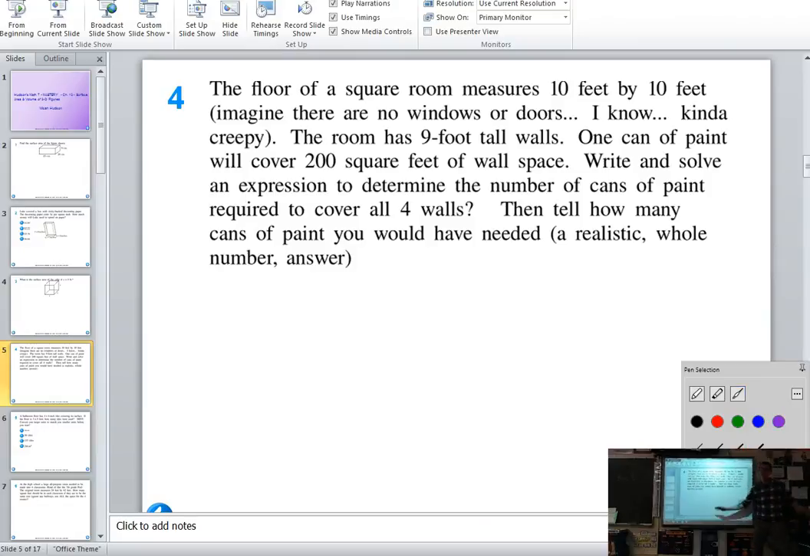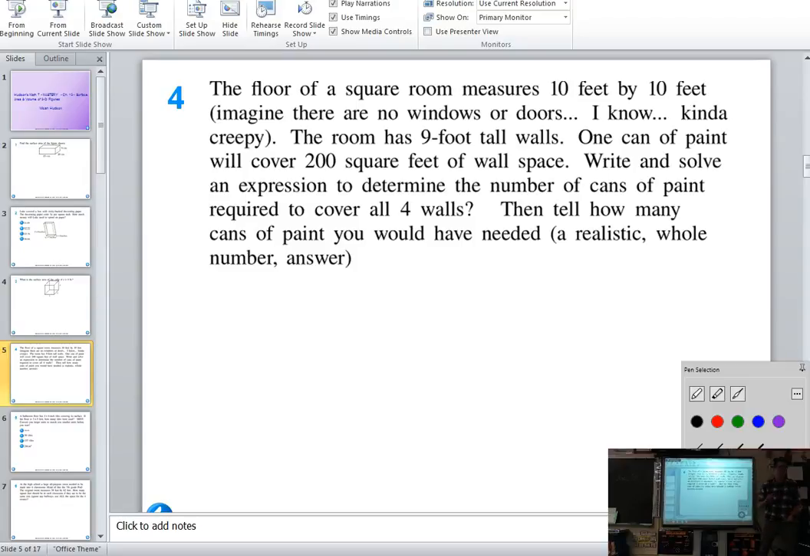So, hold up. Sebastian asked a great question. If every gallon of paint covers 200 square feet, he said, how much paint do we need to cover the ceiling? Well, how big would the ceiling be? What area? 10 by 10. So that's what area? 100. So if each can covers 200, we need half a can for the ceiling.